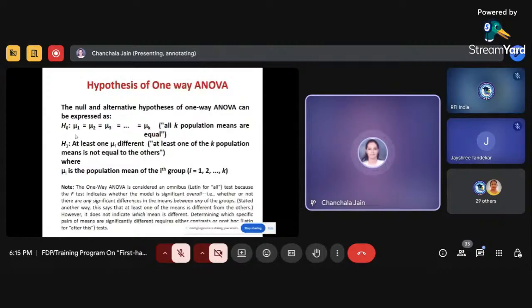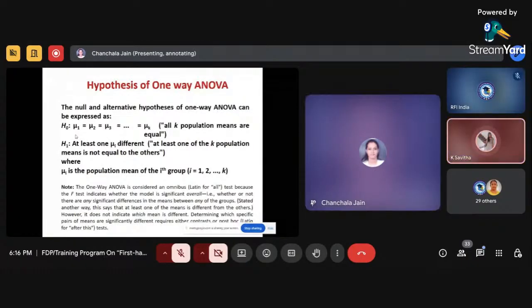So that is why you can see its alternative hypothesis saying at least one mu is different. Fine. So if any of the group means is different from the other groups, even then you will conclude there is a significant difference. Is it clear? I hope it is clear, friends.